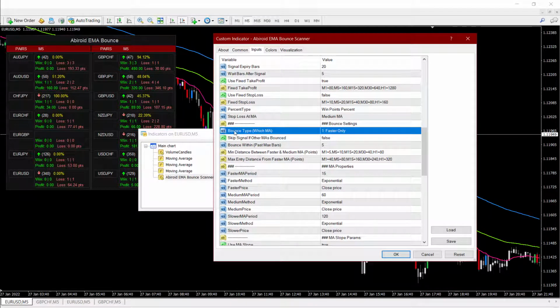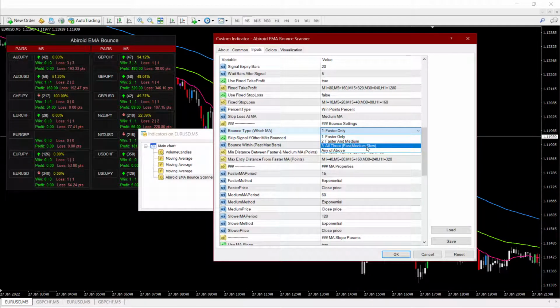You can experiment with the bounce type. For higher time frames, you can try faster and medium. Like with both of these moving averages, the price needs to cross both of these, or the price needs to cross all three. So just experiment and check which settings give you better percent for which type of stocks, indexes, Bitcoin, etc. Something that has longer trends, these will be much more helpful. But for short-term scalping, just the faster MA cross will be much more helpful.